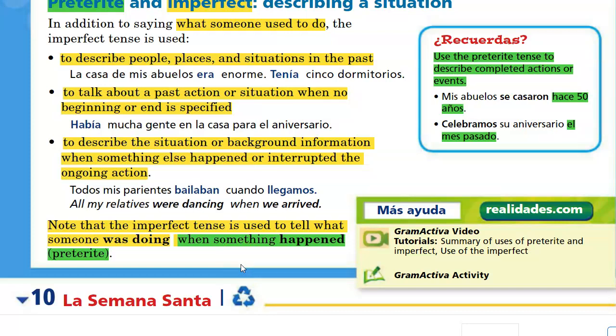For example, todos mis parientes bailaban cuando nosotros llegamos. All my relatives were dancing. Imperfect to tell what someone was doing, giving the setting. Cuando llegamos, when we arrived. And this action is something that happened in this greater setting. So that action should be in the simple past.